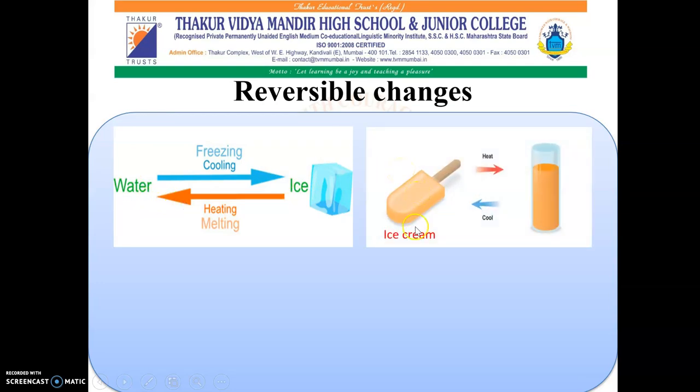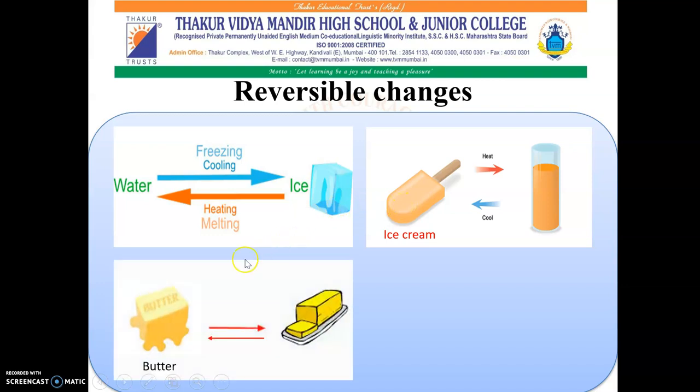Second example is of ice cream. Over here you can see an ice cream candy. If you melt this candy or you provide some heat, you can see it will be converted into liquid form. But if you cool it again, it will be converted back into the candy form. So this is again a reversible change.